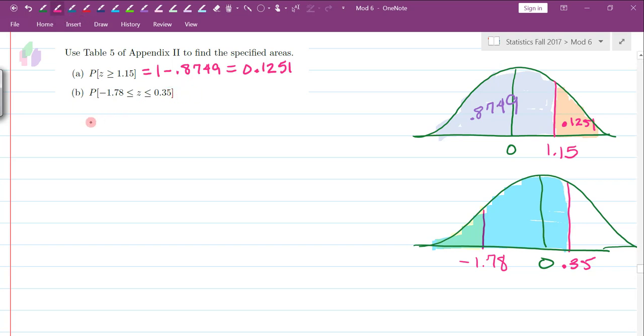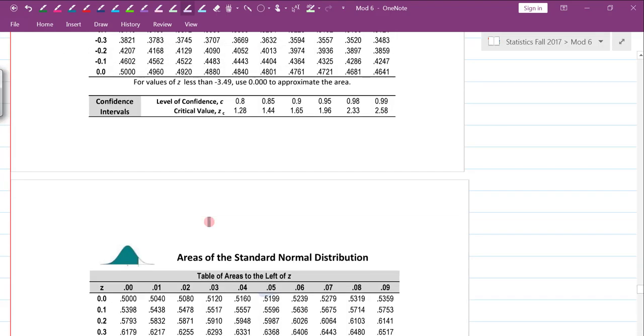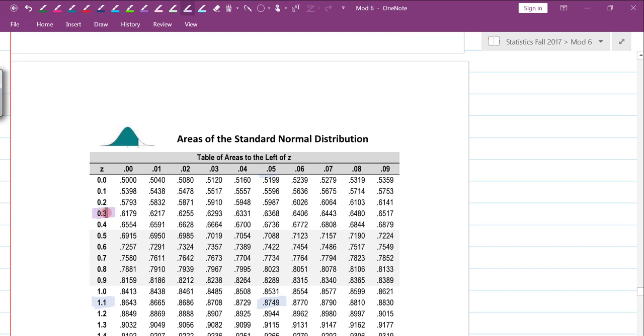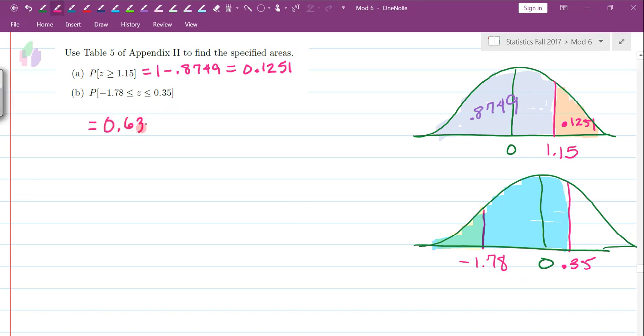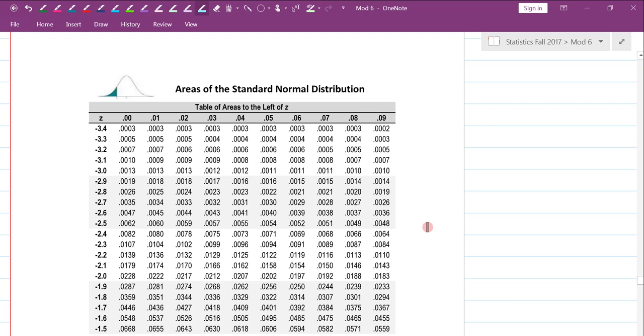And I'm going to say that this is equal to the first number, which is 0.35. Let's go look that up. 0.35: 0.3, and then 5 right here. So it's 0.6368. That was from negative infinity to 0.35. Now we're going to subtract off from negative infinity to negative 1.78. So negative 1.7, and then 8. Looking at the intersection of the two, it's right there: 0.0375.